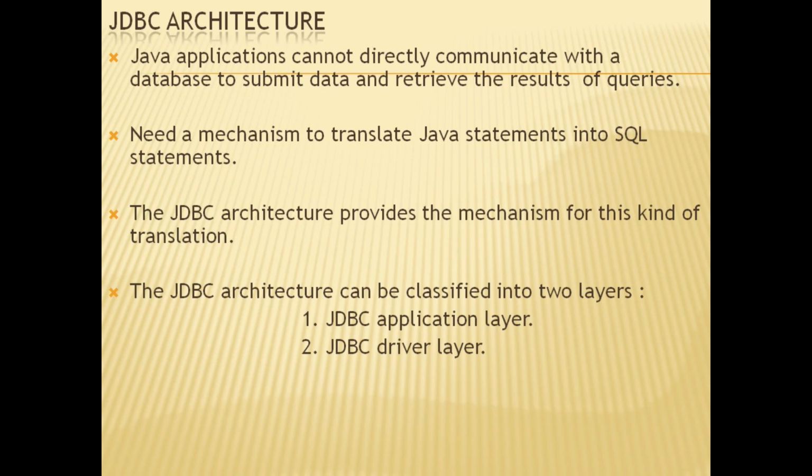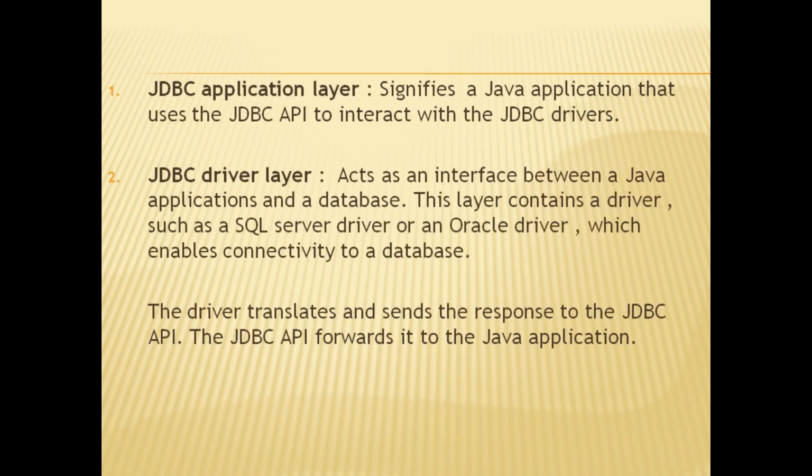The JDBC architecture can be classified into two layers: the JDBC application layer and the JDBC driver layer. These two layers are very important. The JDBC application layer signifies a Java application that uses the JDBC API to interact with the JDBC driver. A JDBC driver is software that a Java application uses to access a database. The JDBC driver manager of the JDBC API connects the Java application to the driver.